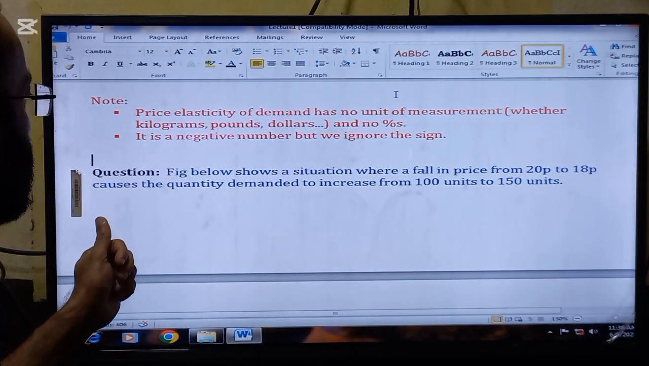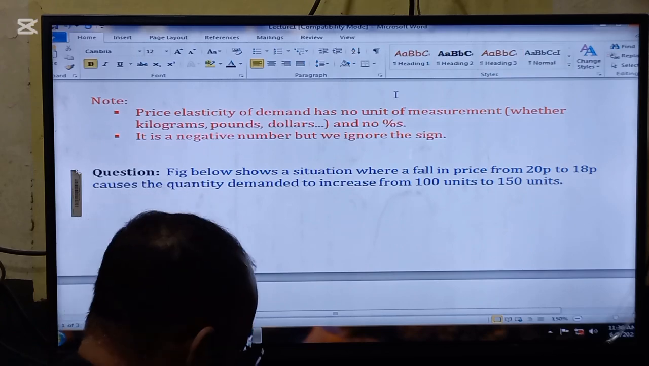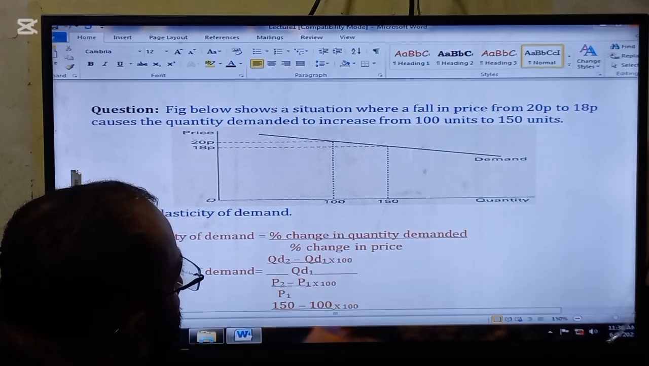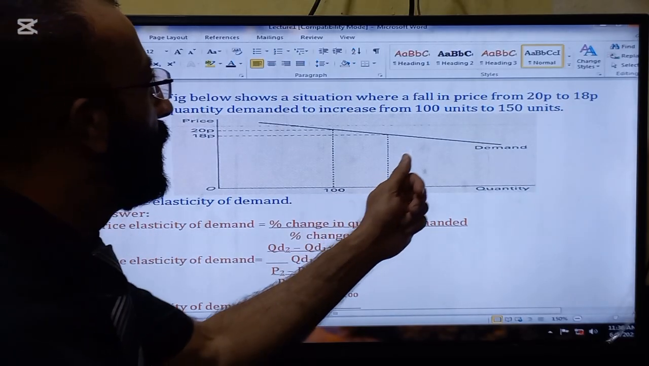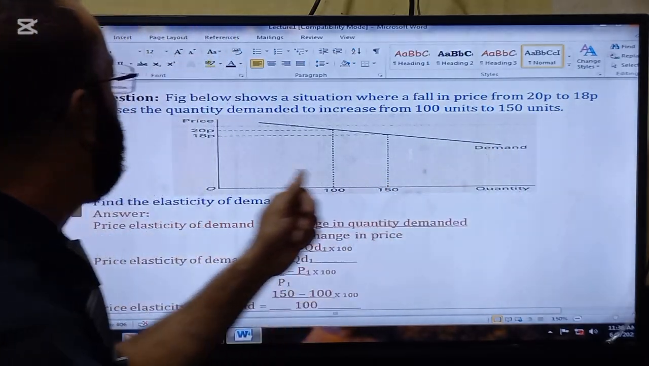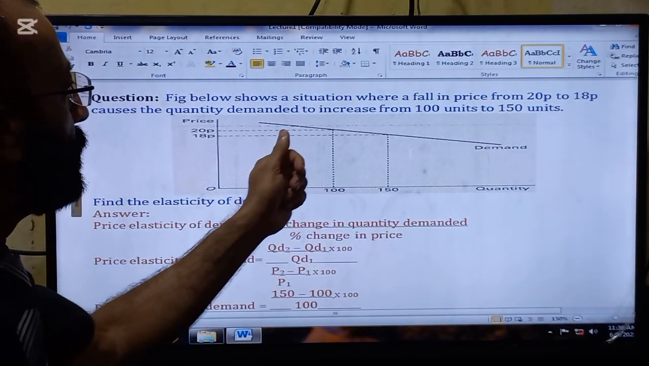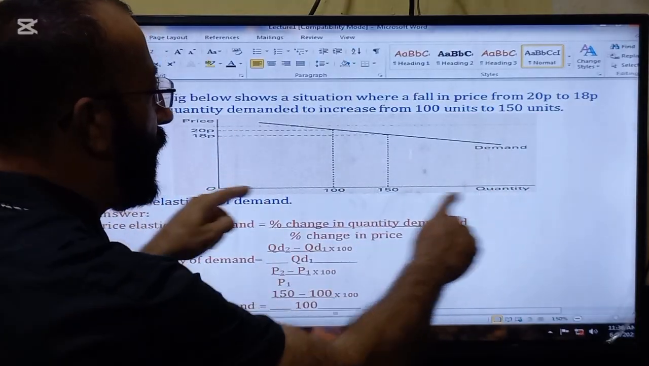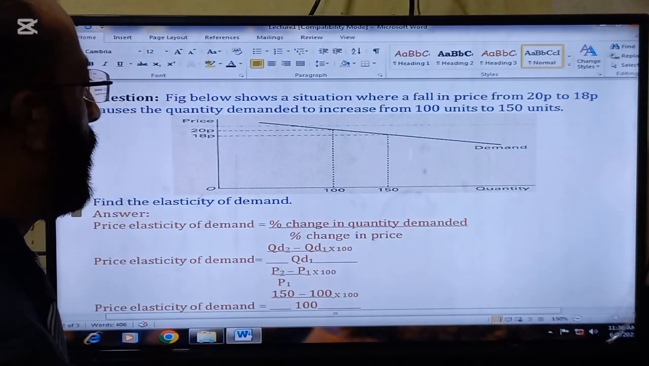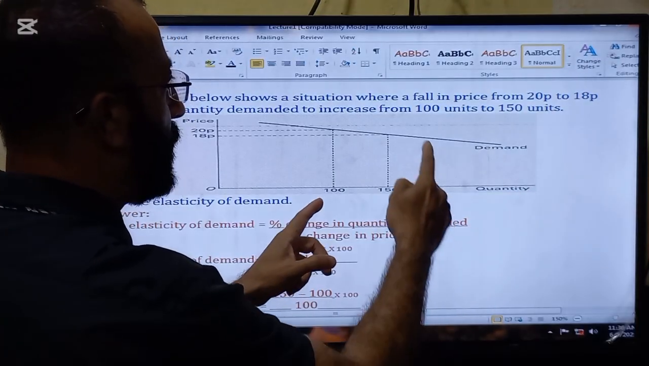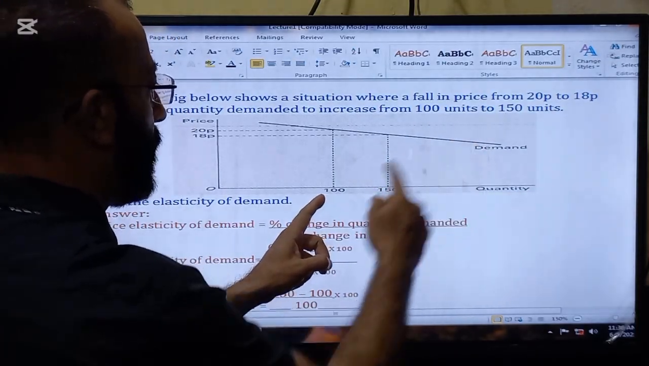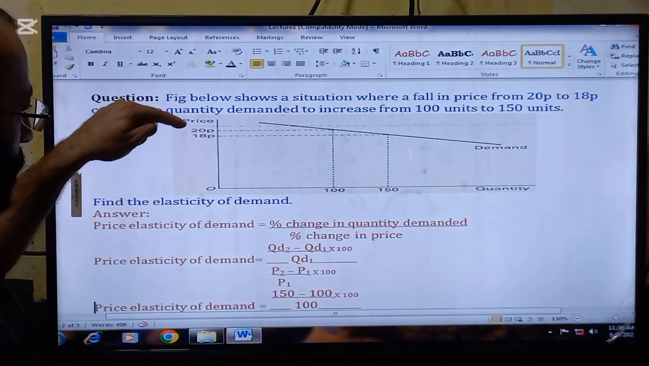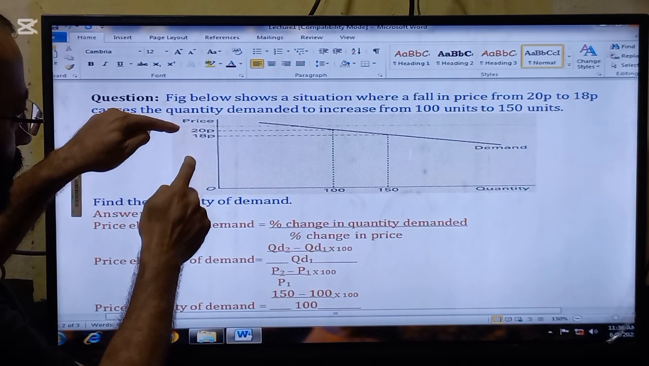And another question is here. The question is, the figure below shows a situation where a fall in price from 20 pence to 18 pence causes the quantity demanded to increase from 100 units to 150 units. Here is the graphical representation of this question. Look now, this is the quantity which is increased from 100 units to 150 units, and price is falling from 20 to 18. So this was the original price 20, and this is reducing to 18.